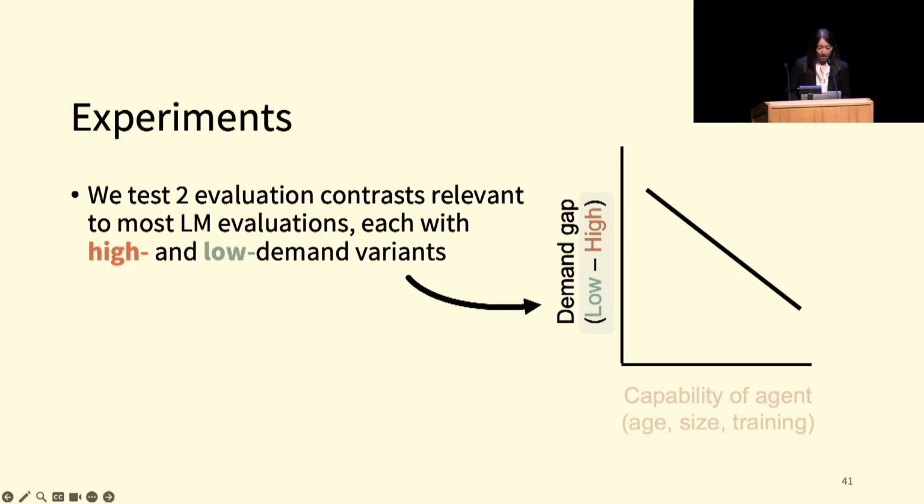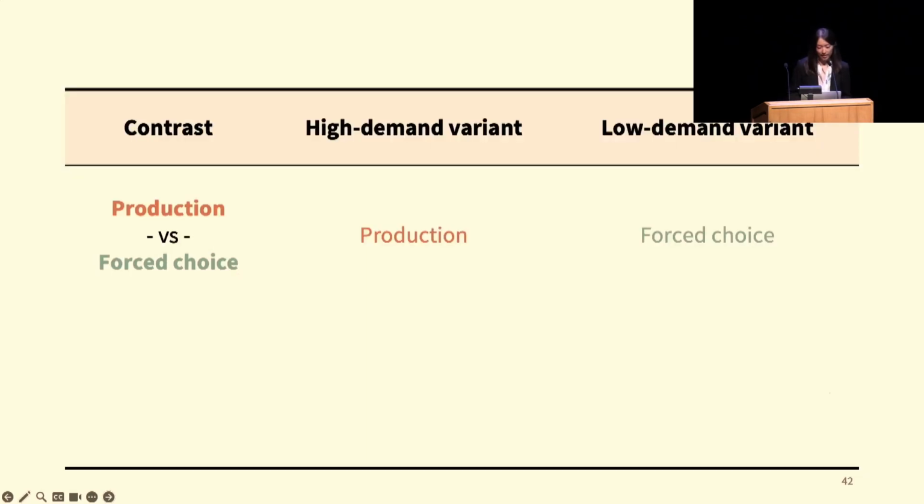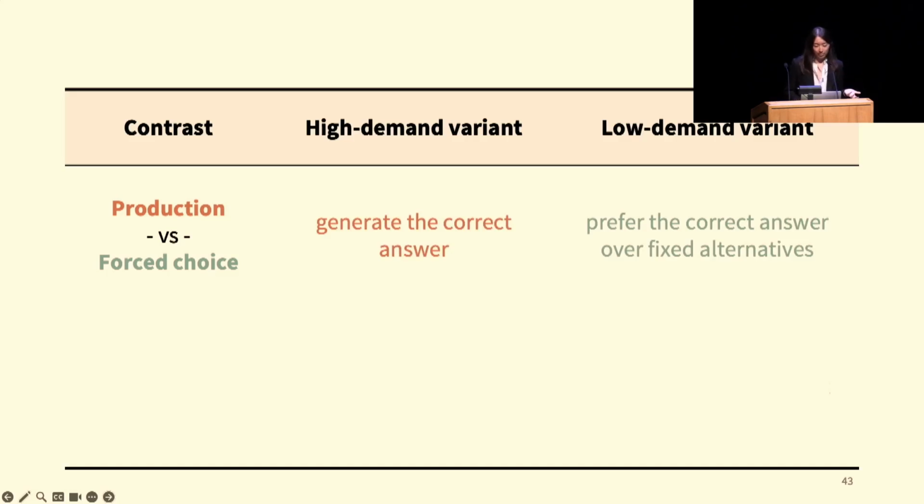To test this prediction, we first look at two evaluation contrasts that are relevant to most, if not all, language model evaluations, and each has a high demand and a low demand variant. The first evaluation contrast is production versus forced choice, which is a kind of decision point that we have to make in basically all of our evaluations. Conditioned on a context that contains a problem statement for a model, the model's ability to solve the problem is encoded in its next token distributions. But under a production evaluation, the correct answer needs to be likely enough to actually be sampled, and this will depend on the decoding mechanisms. Whereas for a forced choice evaluation, the model only needs to prefer the correct answer over some set of fixed alternatives. In that sense, production is a higher demand variant than forced choice.